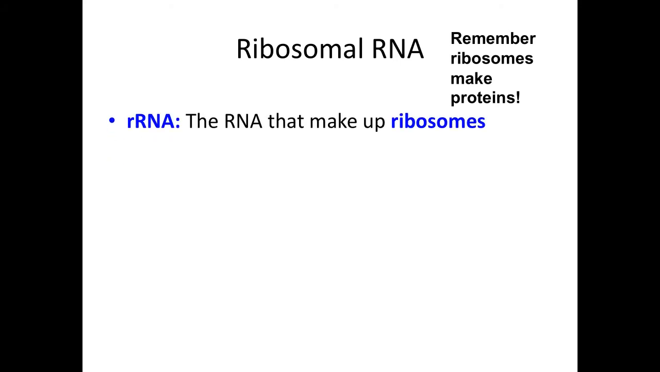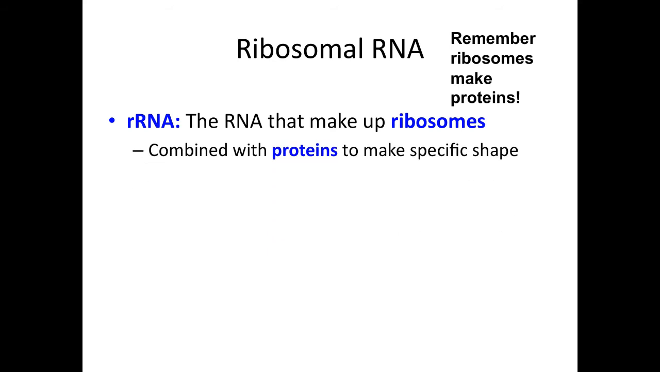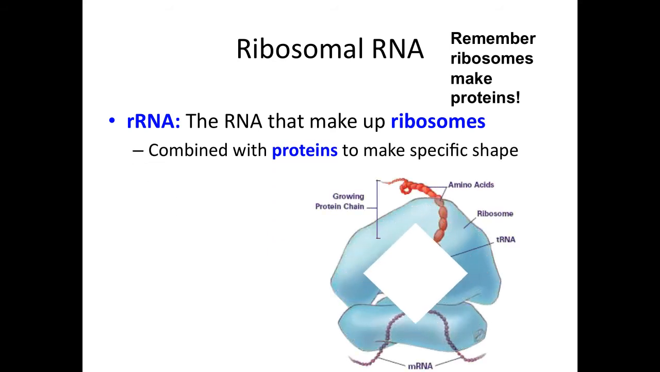Ribosomal RNA is the RNA that makes up ribosomes. Remember, ribosomes are what make proteins, so these are very, very important in the protein synthesis process. Ribosomes are also made of proteins, but the most important part is that they're made up of ribosomal RNA, and this is what a ribosome actually looks like.